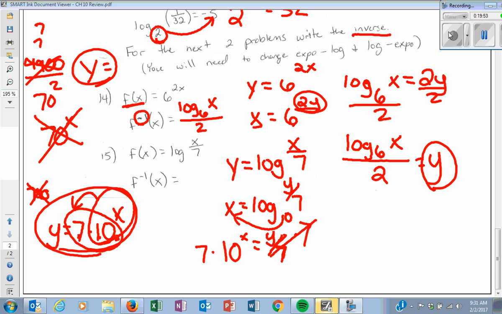You do not multiply the 7 times the 10. So 7 times 10 to the x. That is your final answer. Leave it like that. Please do not make that mistake on the test.